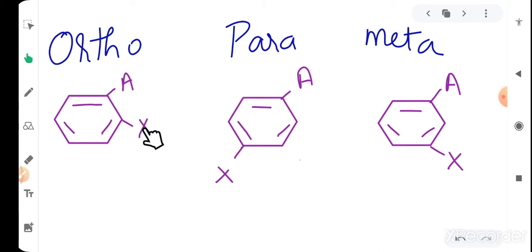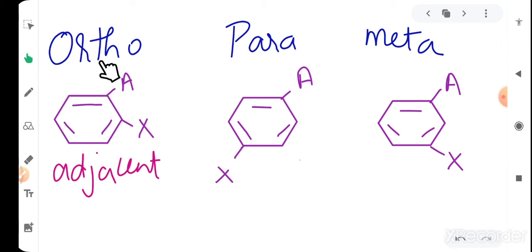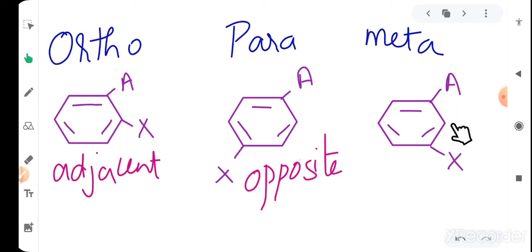adjacent to each other, it is said to be the ortho position. If the substituents are adjacent to each other, it is said to be the ortho position. If the substituents are opposite to each other, they are said to be at the para position. And if the substituents are alternate to each other, it is said to be the meta position.